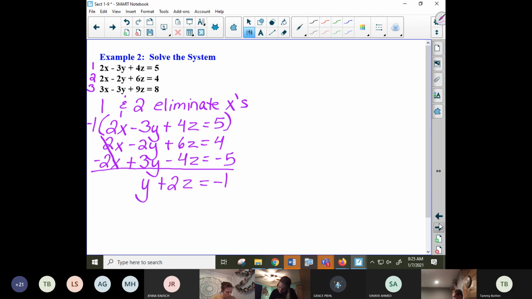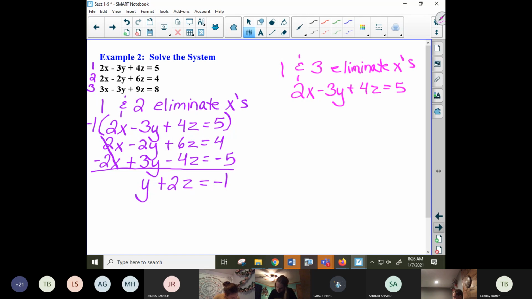I have to eliminate for x. And again, I could pick 2 and 3, or I could pick 1 and 3. Doesn't matter. Let's do 1 and 3. And we're going to eliminate our x again. So I'm going to write down 2x minus 3y plus 4z equals 5, and 3x minus 3y plus 9z equals 8. And I'm trying to eliminate my x's.